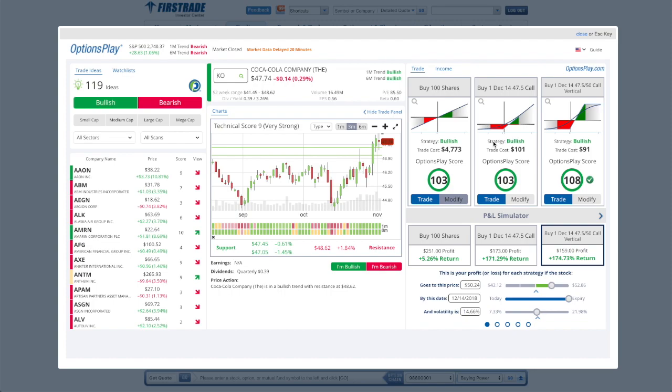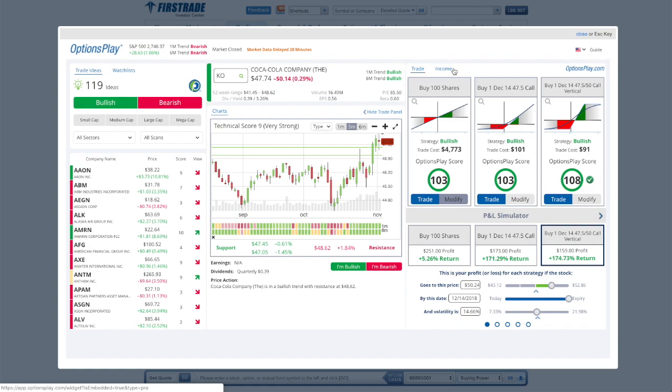When you launch OptionsPlay, you'll see it's divided into 3 sections and is quite different from the typical option chain experience. You have trade ideas and watch lists here on the left-hand side. In the middle is your security analysis panel, and on the right is your trading and income panel.